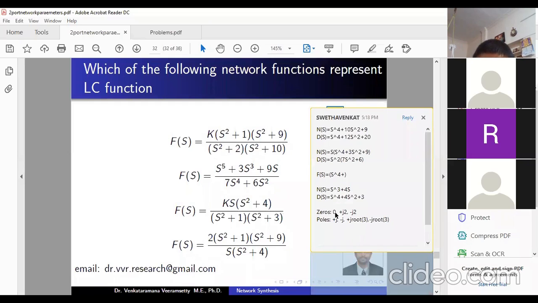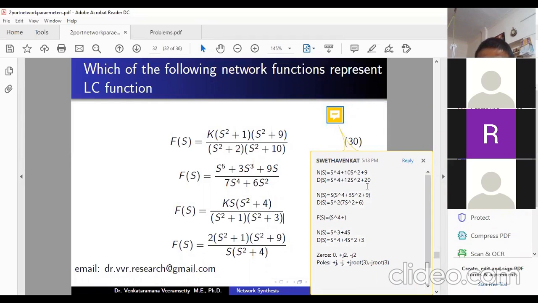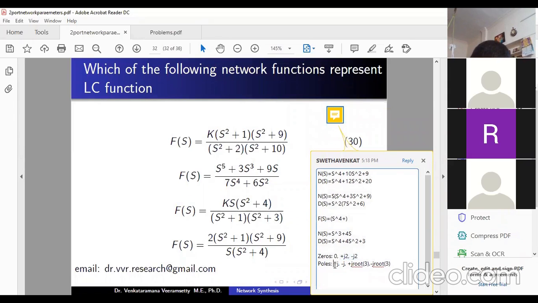There may be a zero or pole at the origin. So 0, 0. So that is at the origin, right? So there is a 0 at the origin. At the same time, the remaining zeros and the poles must all be imaginary.